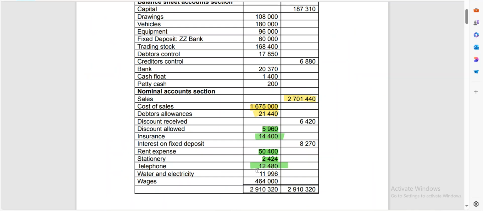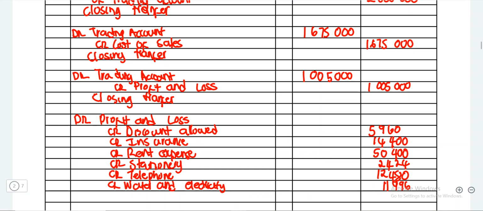I have wages for 464,000. Then I'll be done with my expenses. Okay, so I'm going to have wages for 464,000. So we have credit wages for 464,000. Then from there you are done.